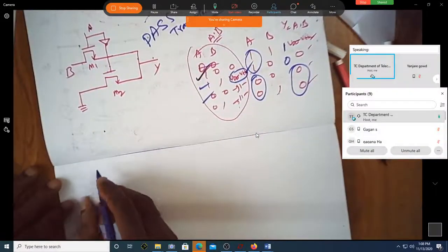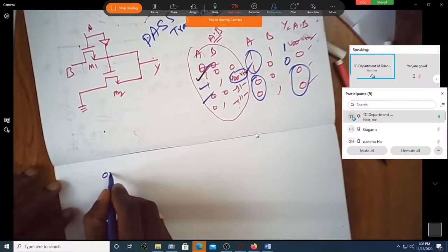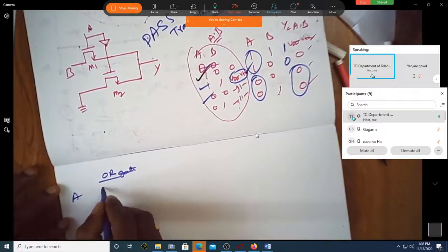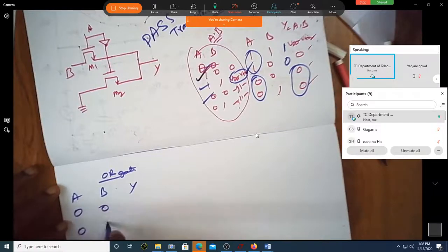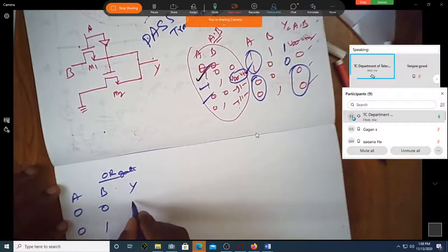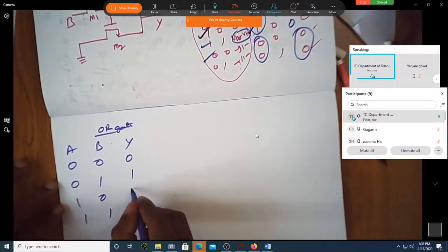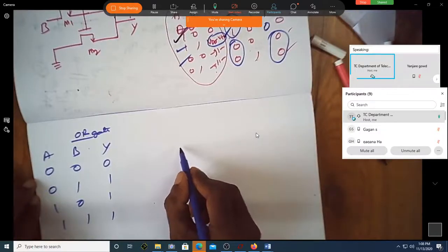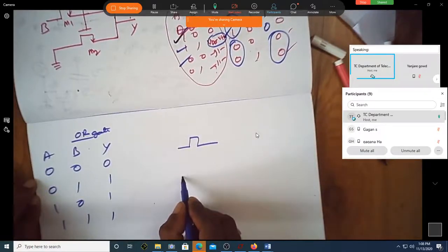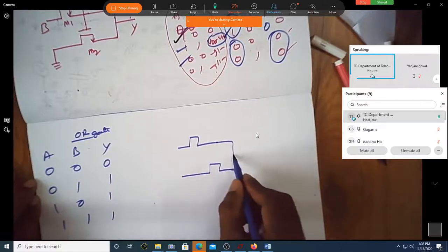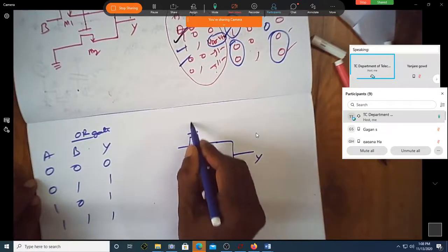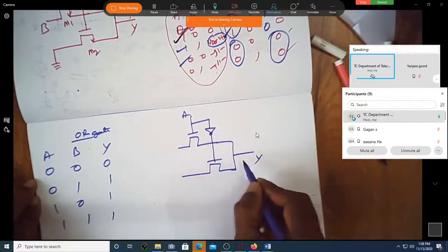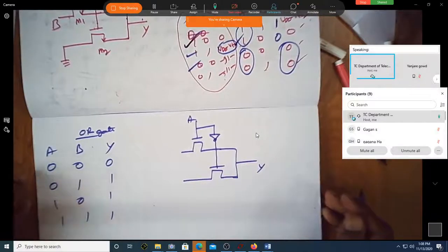Let us just try to see, can I implement an OR gate here. What is an OR gate? So let me write the truth table. 0 0 0, 0 1 1, 1 0 1, 1 1 1. Correct? Let me have this as my logic. This is A. Let me take the inversion of that. This is Y. Correct? Just see for this.